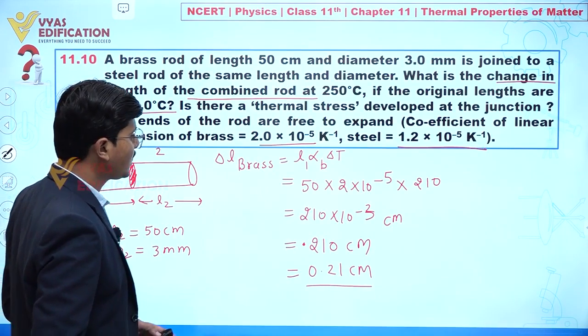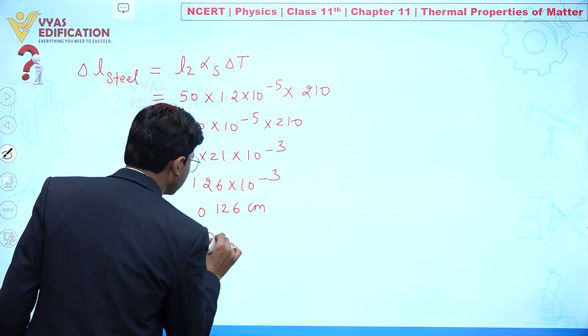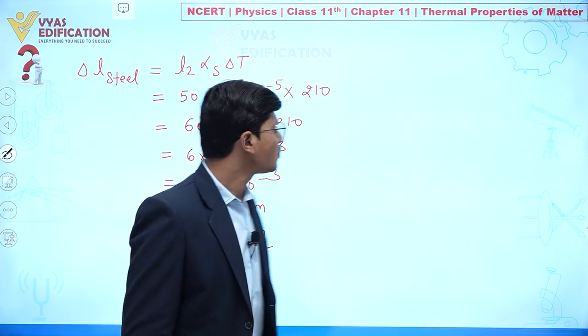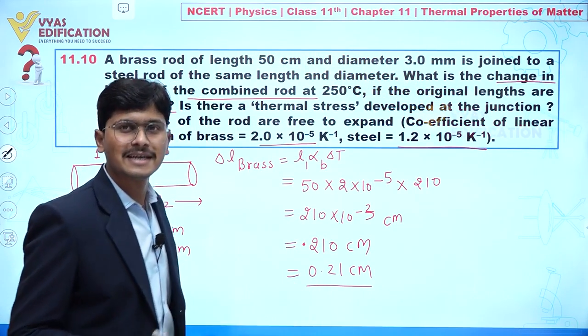Or if we go up to the same significant figure, you can say this is 0.13 centimeter, clear? Because both rods are connected one to one, or we can say both rods are connected in series.